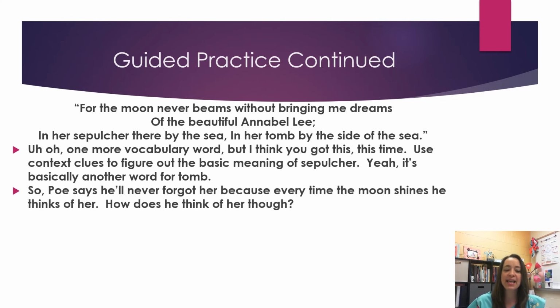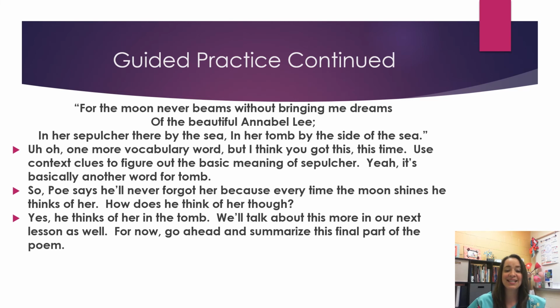So Poe says he'll never forget her because every time the moon shines, he thinks of her. How does he think of her, though? Yes, he thinks of her in the tomb. We'll talk about this more in our next lesson as well. For now, go ahead and summarize this final part of the poem.